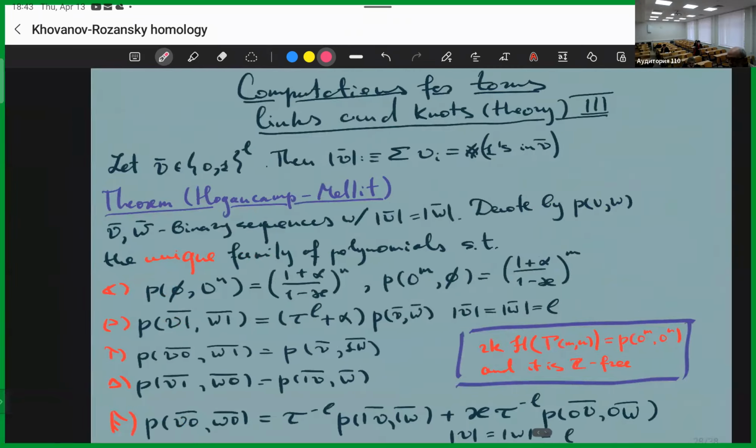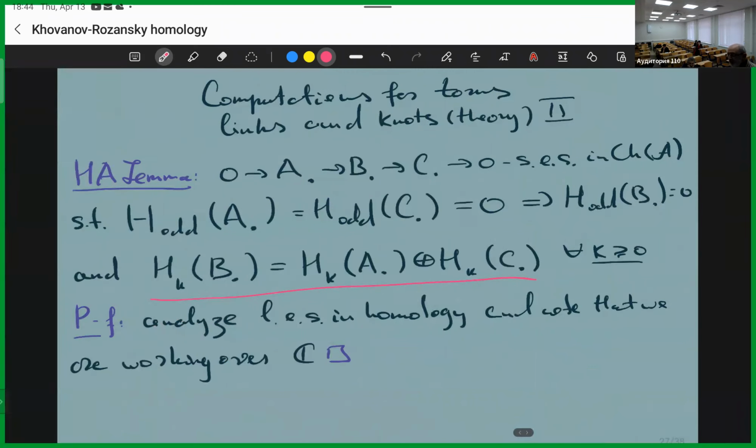Yes, it's true, but essentially when computing Khovanov and Rozansky homology, we usually would like to work over Z rather than over a field of characteristic zero.